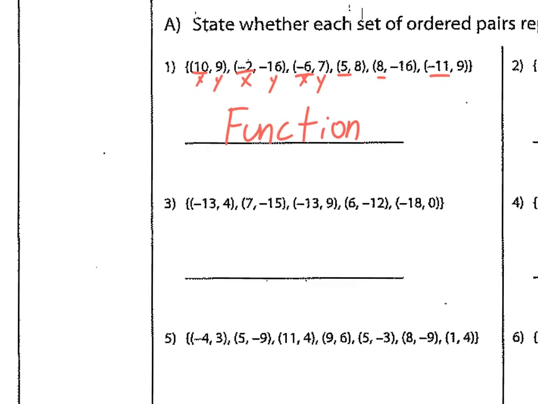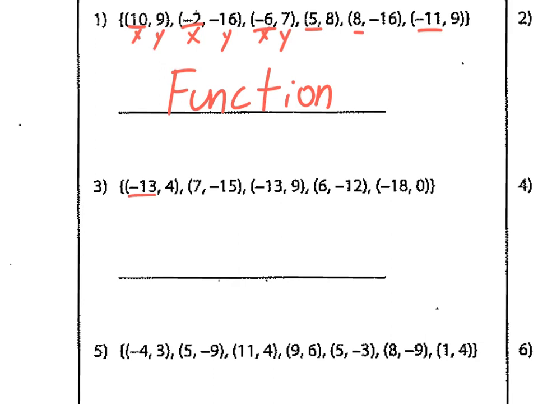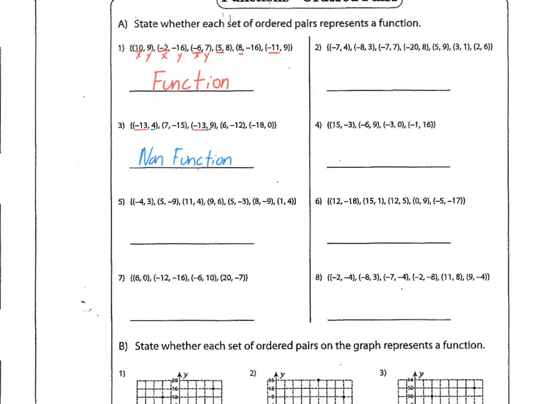So look for a set like on number 3. We've got a -13 here and a -13 here. Those repeat, and they have different y values back out. So this is going to be non-function. This section shouldn't take you hardly any time.